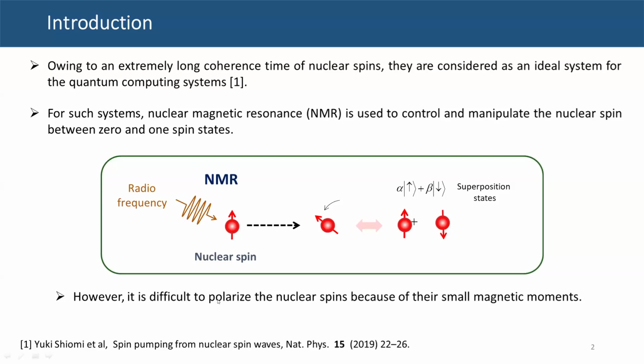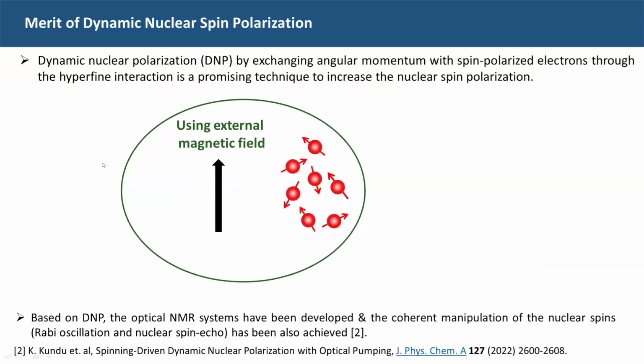However, it is difficult to polarize the nuclear spin originally because it has a very, very small magnetic moment. Then there is a very old physics technique used in the literature maybe 20 years ago, but which has recently been revived in order to develop new conceptual devices, as I said in my introduction. It's called dynamic nuclear polarization.